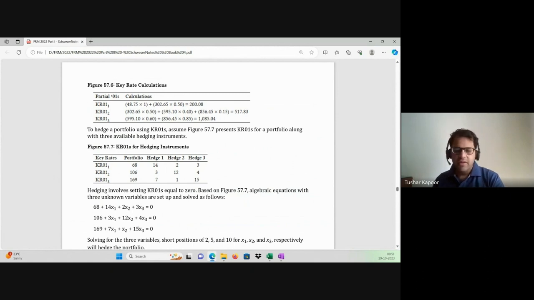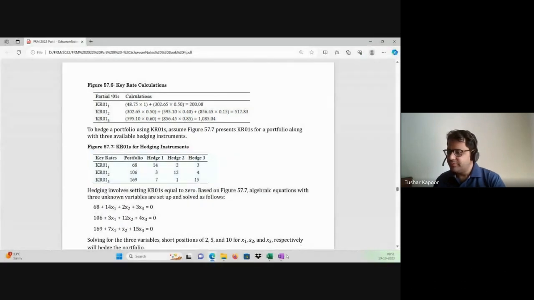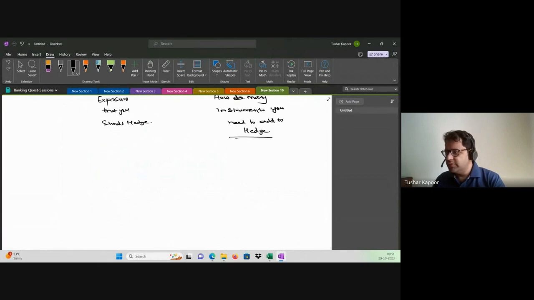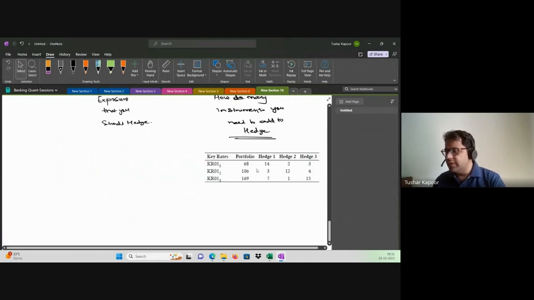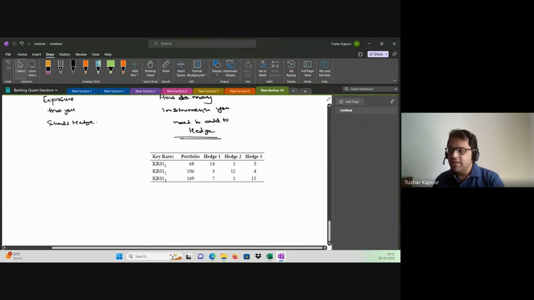So think of it this way: when we talk about this portfolio, now you have 3 KRs. Now you have 3 KRs, right? KR01, KR02, KR03. Let's say that the KR01 figure that you have is 68, KR02 figure that you have is 106, and this is 169, and you have a choice of 3 hedging instruments.